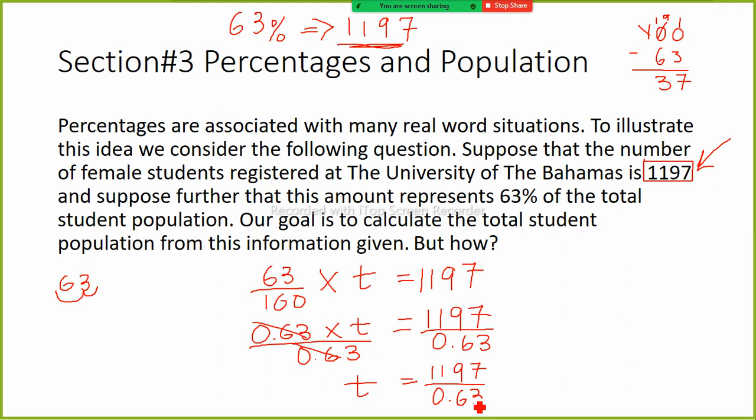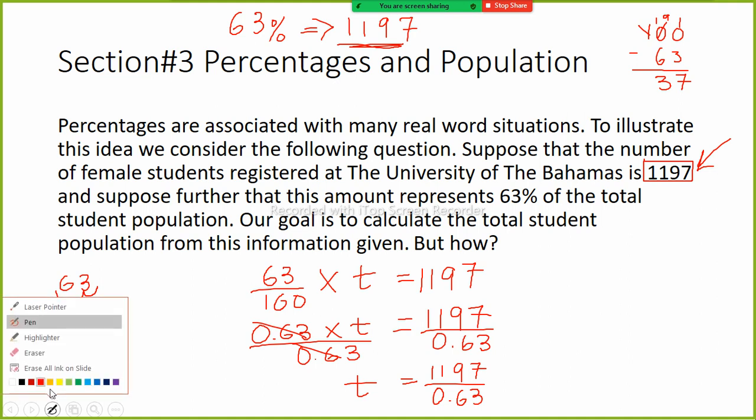Now, how do we divide 1,197 by 0.63? That's the question. So the idea here is that you multiply by 100, move the decimal point, and then divide regularly. You could do that to save you a lot of time. That'll save you.